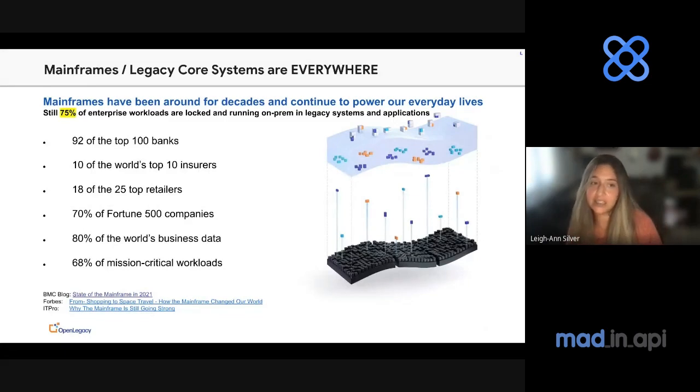And the reality is that still 75% of the enterprise mission critical workloads and data is locked and running on those on-prem legacy systems. So they're, one, very, very common and much more common than anybody thinks. And second, are running the most important mission critical workloads and data in the organization. You can see 92 of the top 100 banks, 10 of the top 10 insurers, 18 of the top 25 retailers, and so on and so forth.